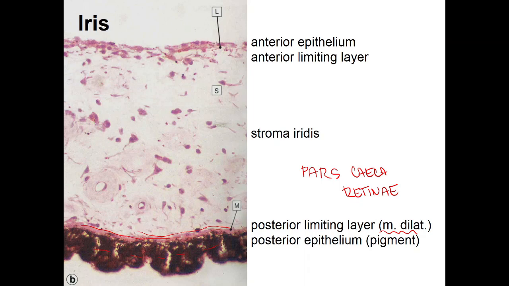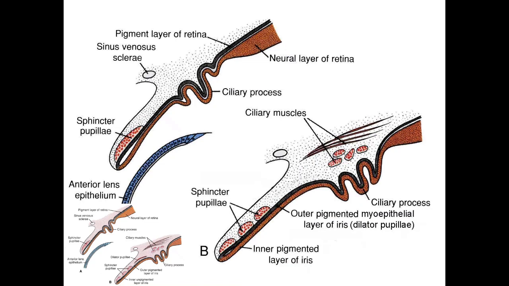So not only pars optica retinae, the actual 10-layered structure, but also pars caeca retinae is from the optic cup. Yes, and it depends on which layer. The pigmented layer is from the inner layer, and the dilator muscle is from the outer layer of the optic cup. So now we have just two layers, and I'm okay with that.